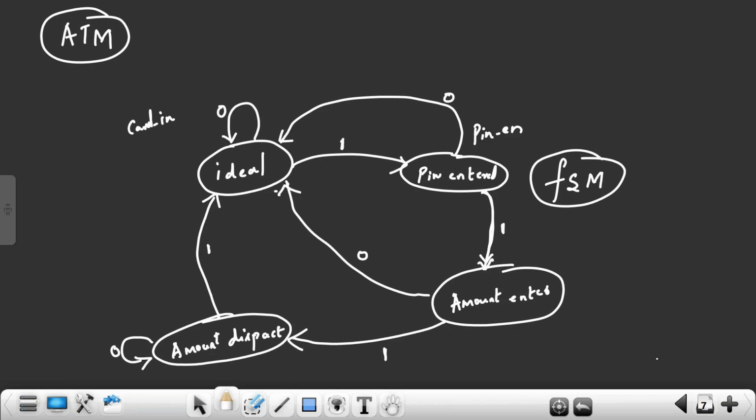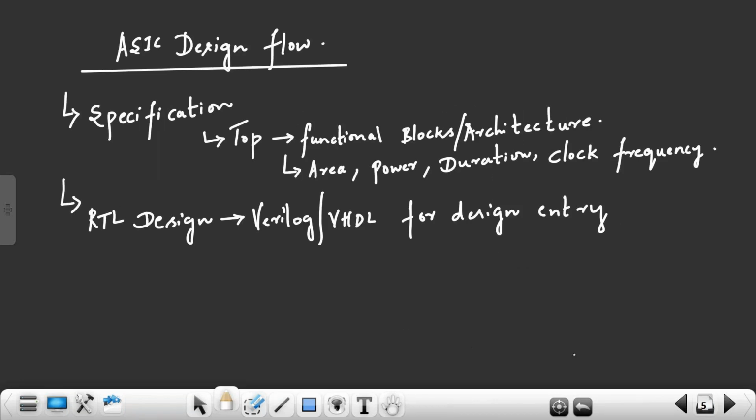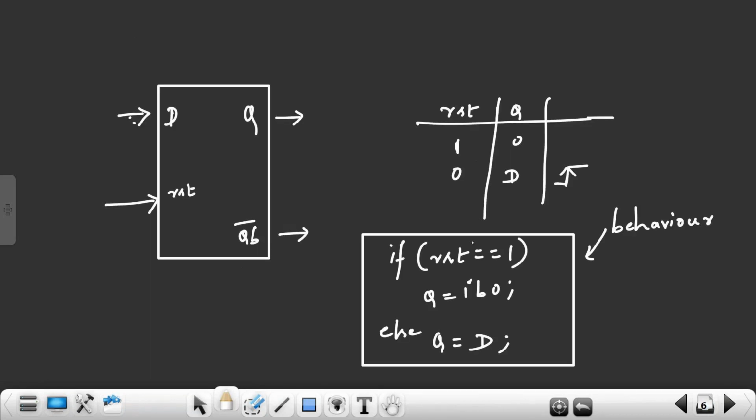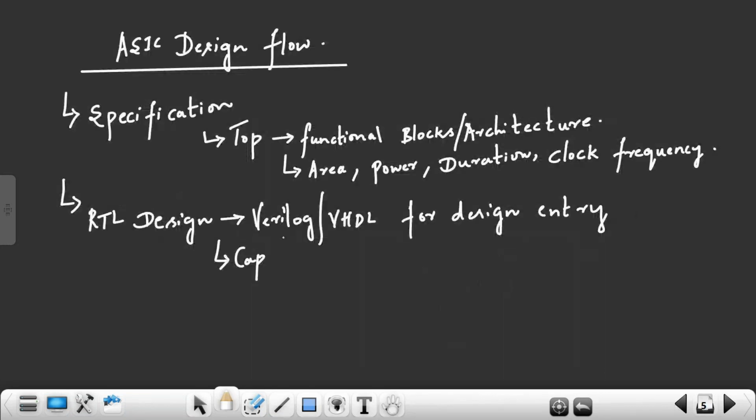RTL captures the behavior of a circuit. Right? This is behavior only. It is the behavior of what? D flip-flop. It is not the internal description of the D flip-flop. This if statement is not telling what is present inside the D flip-flop. It is just telling how this D flip-flop is behaving. So RTL helps us in capturing the behavior of a circuit.